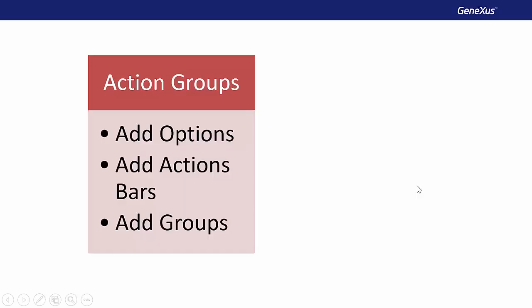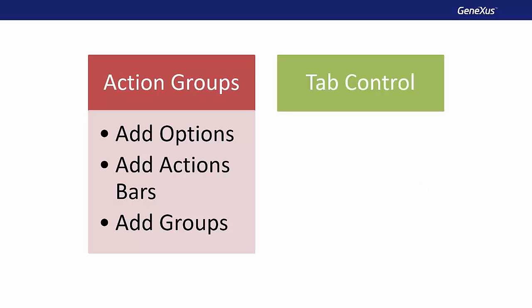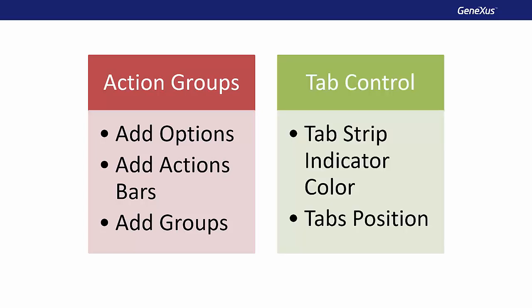Let's review what we've just seen. We talked about action groups, added options to the application bar, inserted additional action bars, and learned how to add groups with controls within them. Regarding the tab control, we saw how to customize the class, or more specifically, the tab strip indicator color and the position using tabs position.